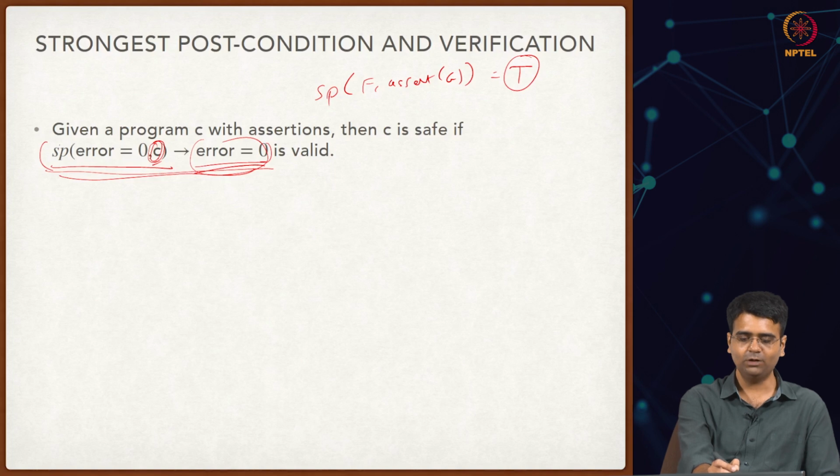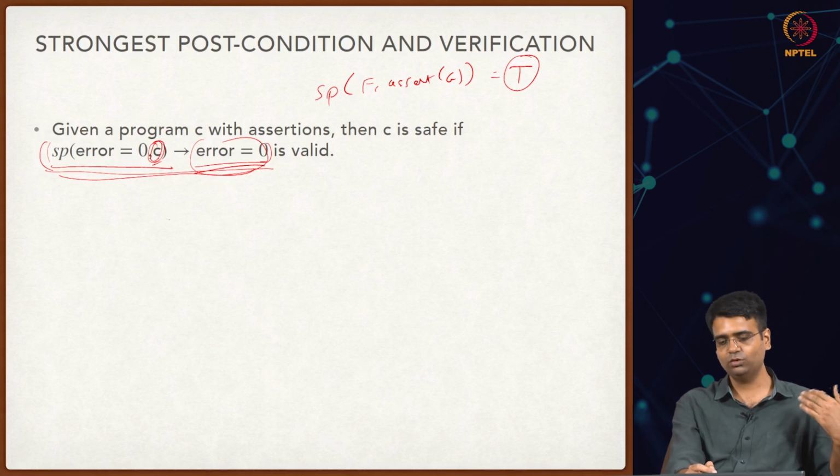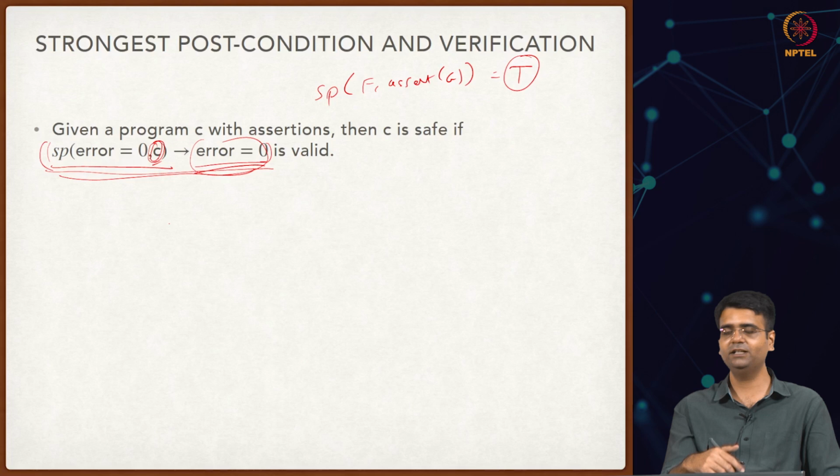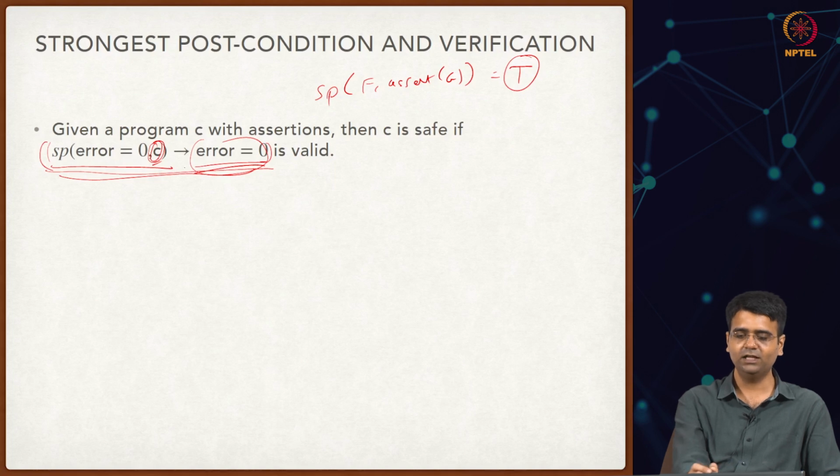Of course, can we always calculate this SP? We have already seen that for while loops, for example, you may not be able to calculate this SP at all, because you may have to calculate an infinite number of values of those Fi's for an infinite number of iterations. So we don't have a procedure which is guaranteed to terminate, but if it does terminate, then we will definitely get this formula, and if this formula is valid, then the program will definitely be safe. Okay.